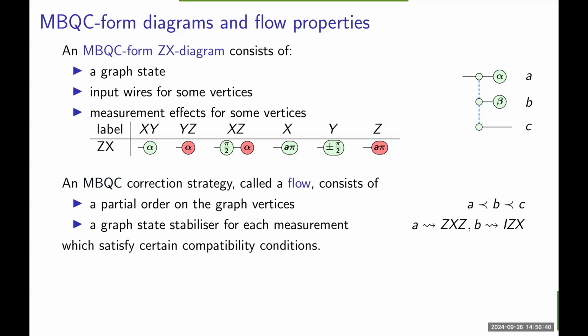And then in order to find out whether we can do this measurement-based computation in an overall deterministic way, we're looking for a correction strategy, which is called a flow. There are all sorts of different types of flow, but what they all have in common is that they consist of a partial order on the graph vertices. That tells us which order we need to do the measurements in, and also a stabilizer for each of the measurements, which is the stabilizer that we're using to correct that measurement. And of course, these 2 things, the partial order and the stabilizers, as well as the underlying MBQC form diagram, have to satisfy certain compatibility conditions for there to really be a flow and for this to all work out.